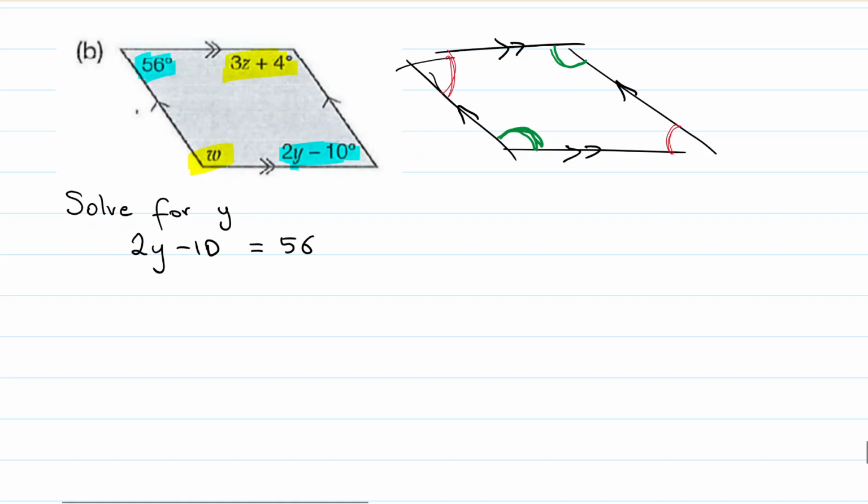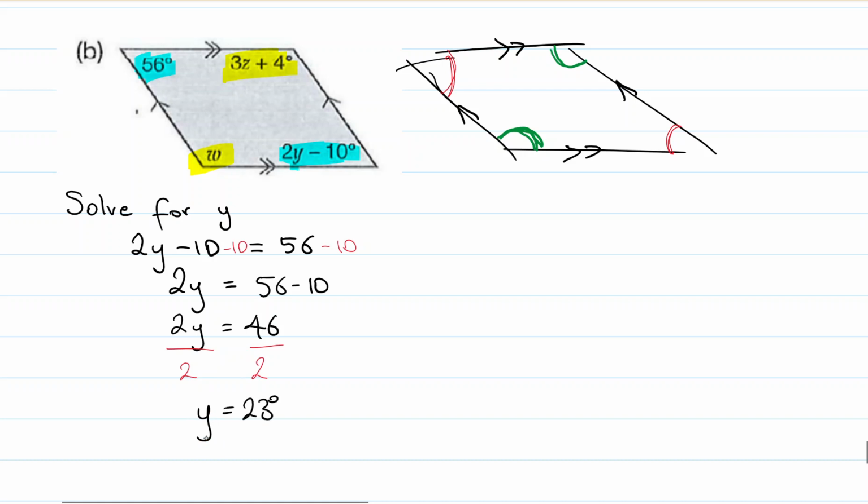Then I subtract 10 on both sides, and I'll get 2y equals 46, or 56 minus 10, 2y equals 46. Then, from there, I need to get rid of that 2. So I divide by 2 on both sides, and I find y is 23 degrees. So we have solved for y. 2 more left to go. Okay?